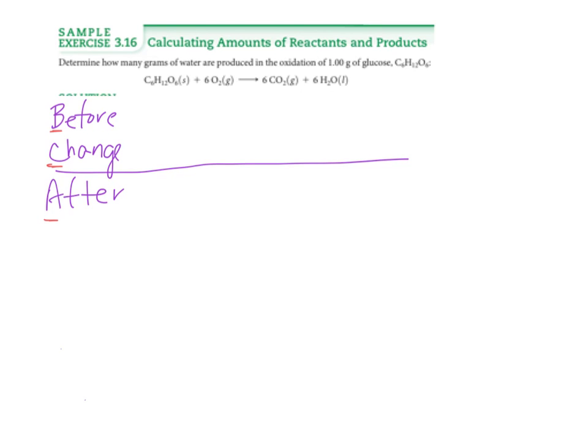Okay, we have a question here. Determine how many grams of water are produced in the oxidation of 1 gram of glucose. And I want to talk about vocabulary for a second. This says the oxidation of glucose, because we're combining with oxygen. We're going to talk more about oxidation reactions in our next unit. But this is also what type of reaction? I'll pause. It is a combustion reaction.